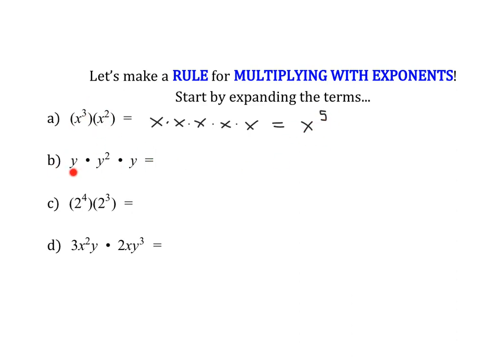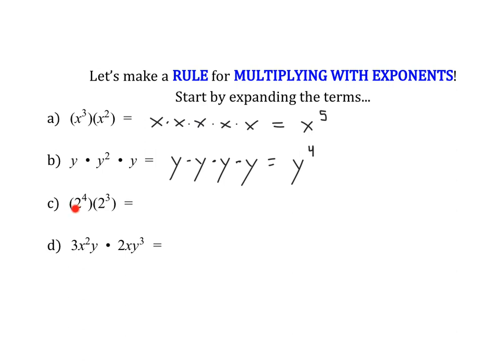Let's try this next example. Here's just a single y times y squared, which means y times y. And then we have times another y. So if you count how many times we're multiplying y, it's 4 times, which means we can write y to the 4th power as our final answer.